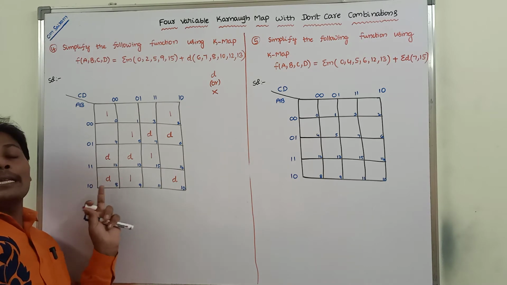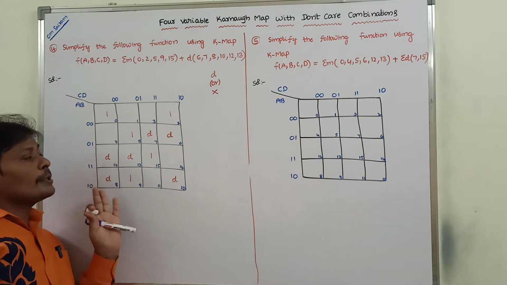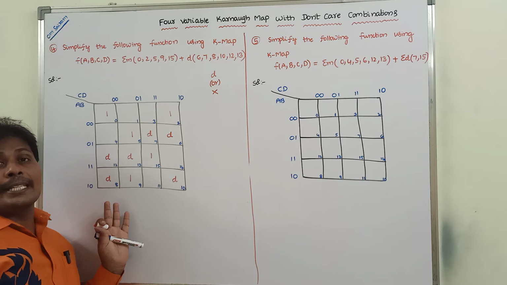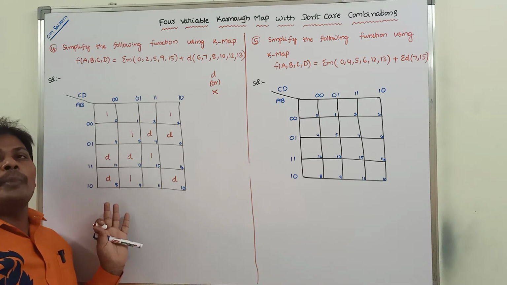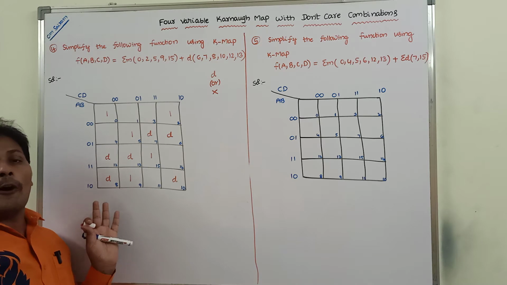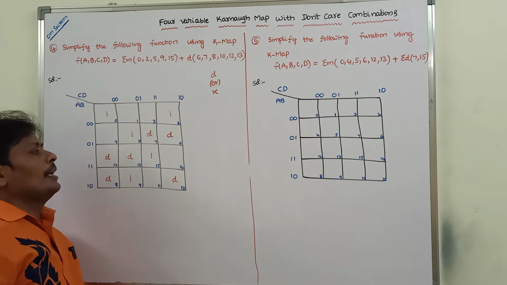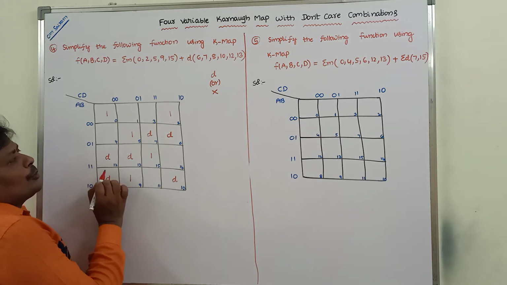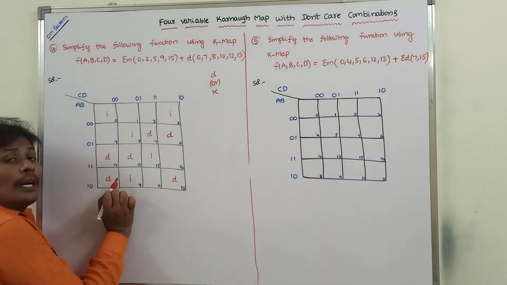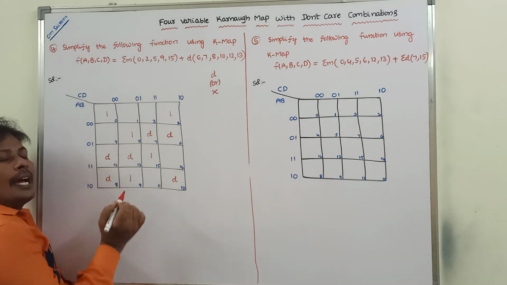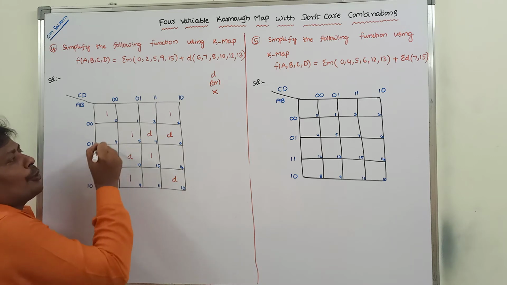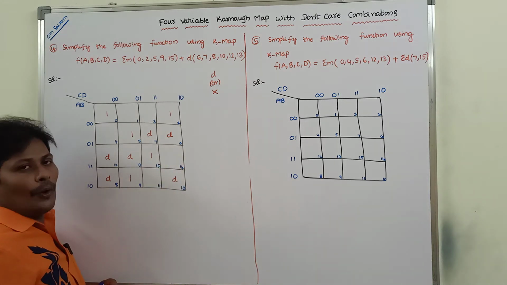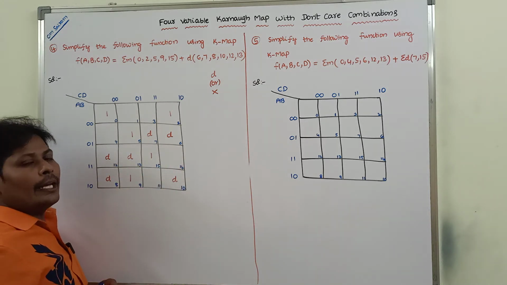All ones and d's are to be covered. First priority is given to octet. Octet means 8 adjacent ones, or a combination of ones and don't cares of 8 adjacents. So is there a possibility of getting an octet? There are no 8 adjacent ones or combination of ones and don't cares. So there is no possibility of getting an octet.